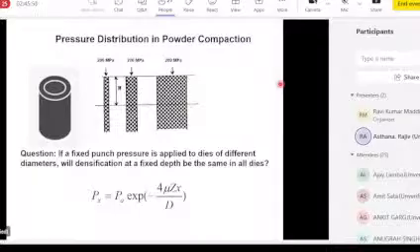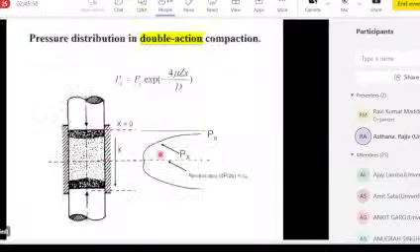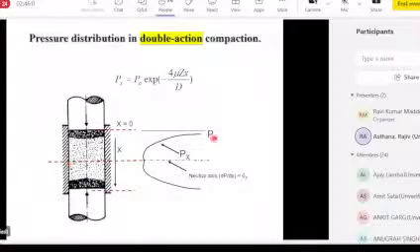So this equation will also apply to double action systems, because all that you do in double action is that at the mid plane, the graph will mirror image itself. So from this punch up to the mid plane, this is the graph. From the other side, from this punch to the mid plane, the graph will come down like that. The smallest pressure will be at the mid plane.